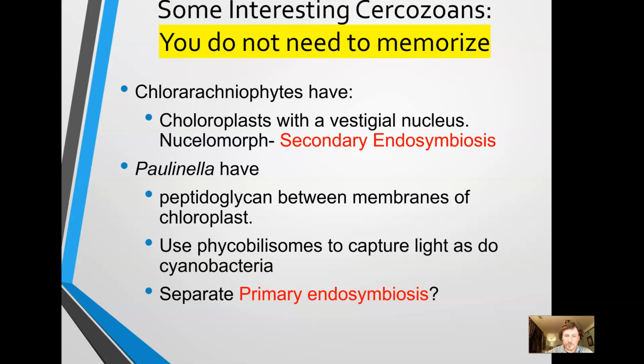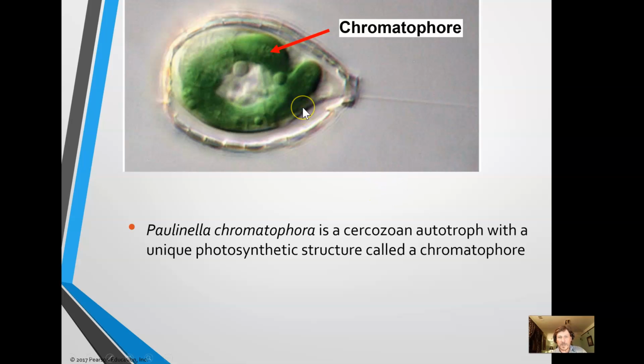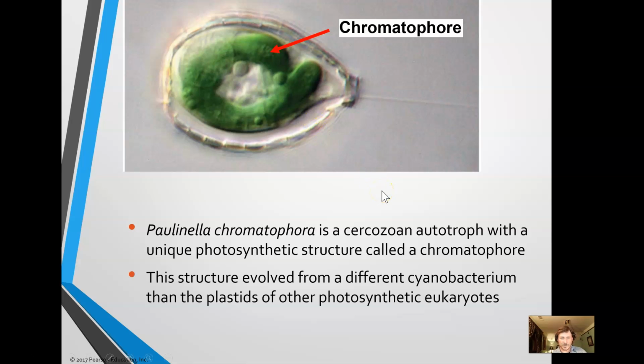There's a whole other group, the Paulinella, that actually have a peptidoglycan cell wall remaining between the membranes of the chloroplast. And so it hasn't fully lost its cell wall from when it was a cyanobacteria. And it still uses phycobilisomes, which I talk about in lab, to capture light. And so its chloroplast is still very much more similar to a cyanobacteria than other ones. And this probably has come about as being a separate endosymbiotic event, separate from the rest of the Archaeplastida. So that's kind of interesting as well.